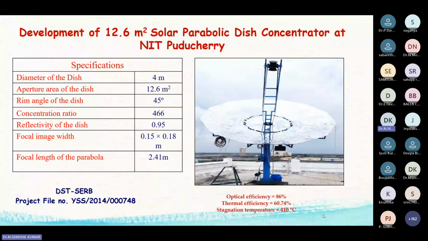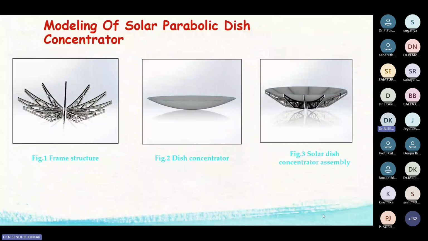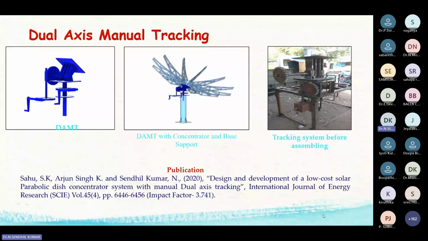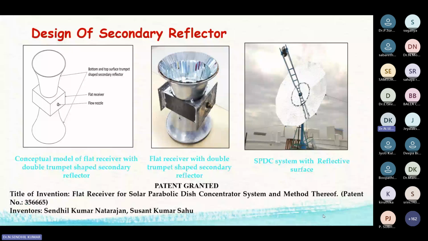This is how to construct the dish and all. I'll go fast. This is the receiver, and we are working with the receiver. On the top side, we are using the thermoelectric generator, and on the bottom side we are using the concentrated photovoltaic. We got a patent for this. It gives almost 400 degrees centigrade, and at 400 degrees it will effectively remove the heat also. This is the system we have integrated.